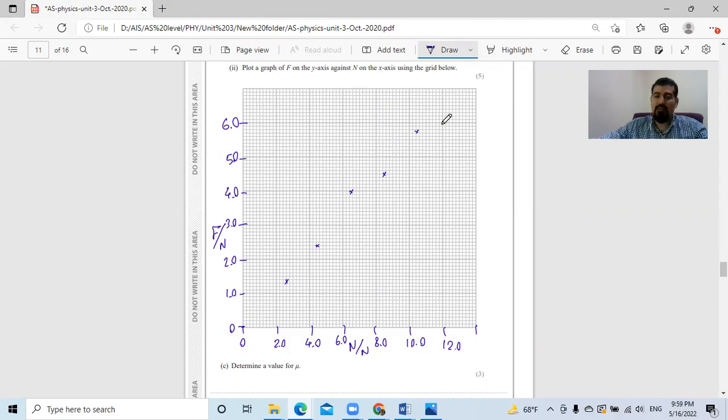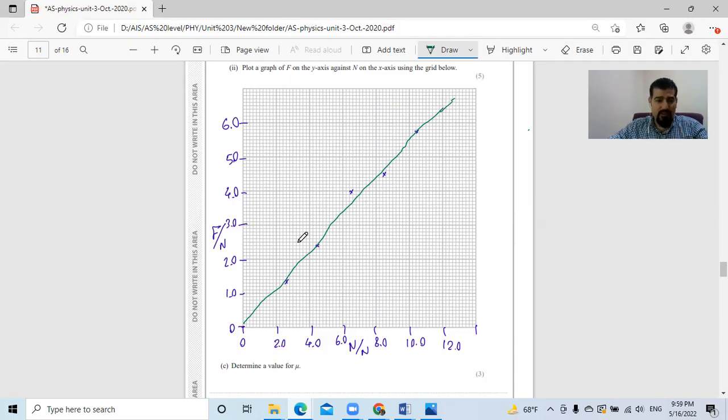Then I'll draw the best fit line. The best fit line is not necessarily passing through all the points. It's supposed to be as close as possible to these points, with the most number of points clear on it. So I can draw the best fit line something like this by ruler. It's not necessary to go from the first plotted point to the last plotted point.